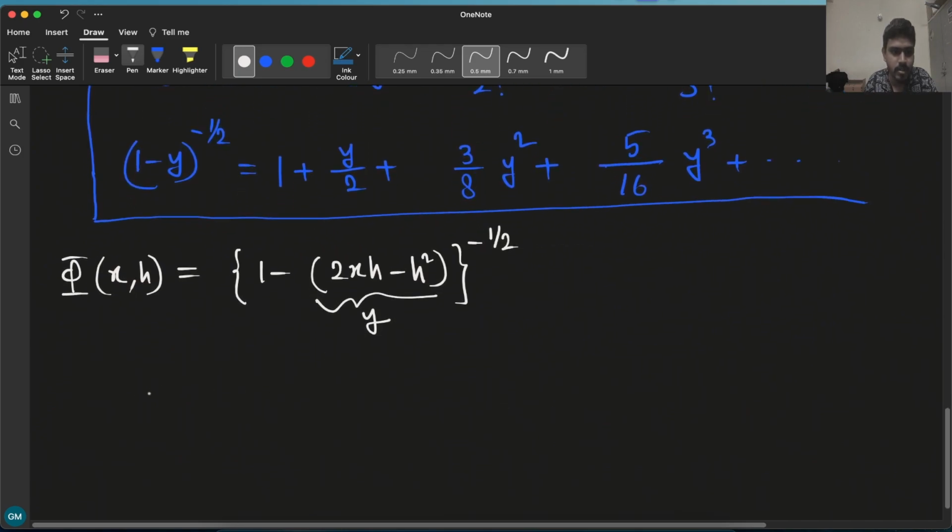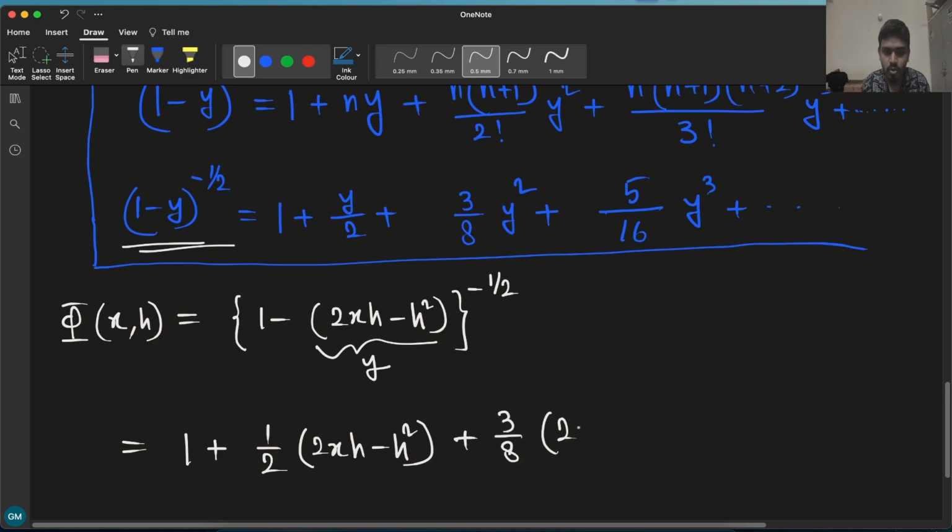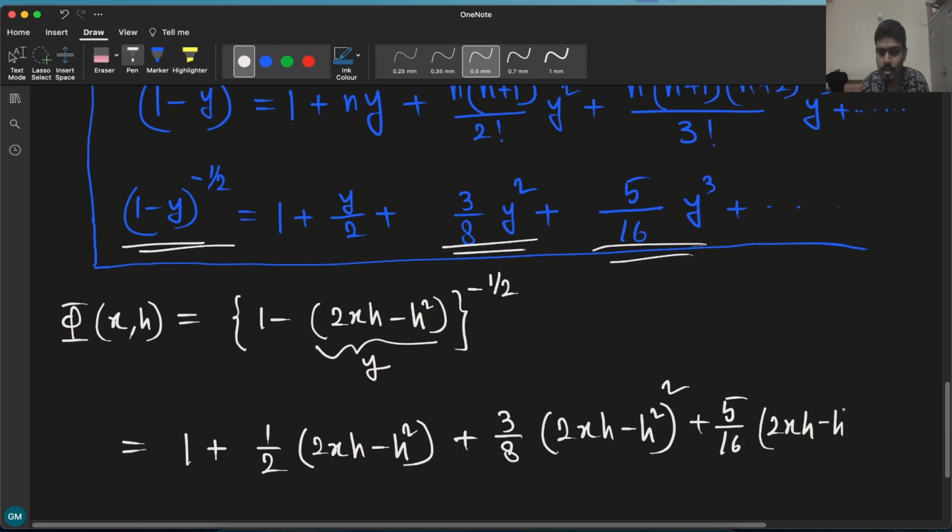Okay, so in that case I can follow this expansion formula and write it as 1 plus half times 2xh minus h square, that is this y, plus 3 by 8 times 2xh minus h square whole square, and then this term, which is plus 5 by 16 times 2xh minus h square whole cube, plus all the higher order terms.